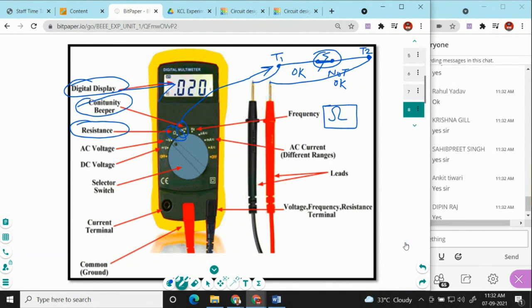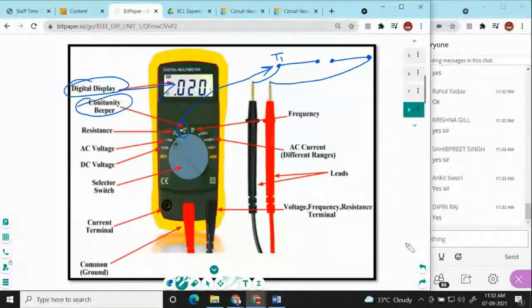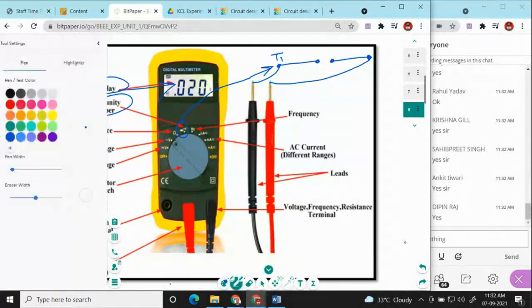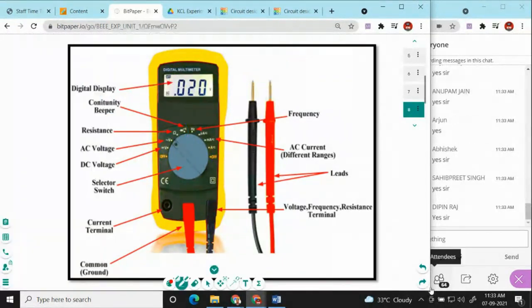Let's suppose that we have a resistance, and we want to calculate that resistance value. Let's suppose that I am placing that resistance right here. What you will do, you will place the positive terminal at the T2 point and the ground terminal at the T1 point, and place your knob toward this ohm sign, and you will find the resistor value right here.